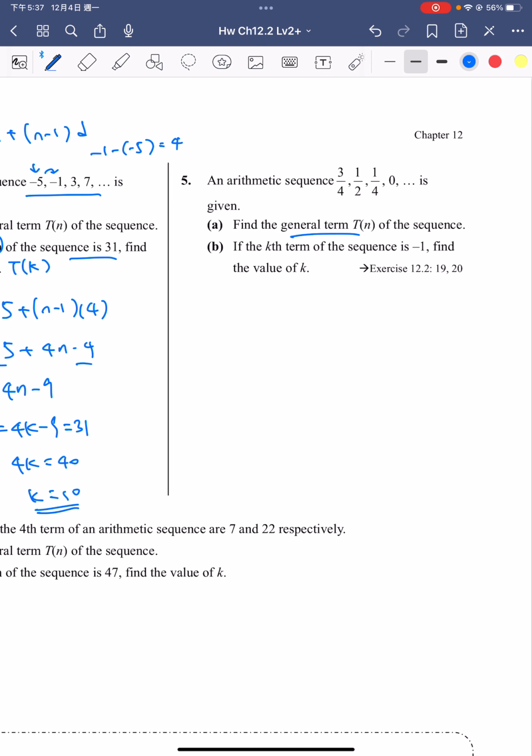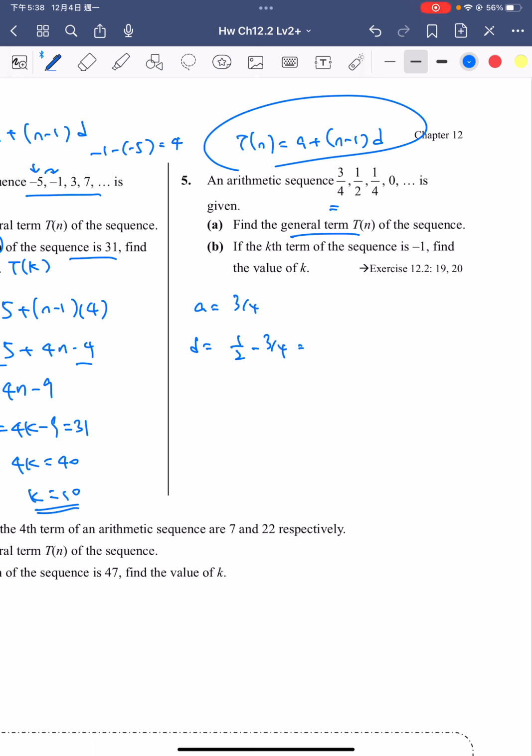Alright, so for the next one, question 5, we have to find out the general term. So again, we're using the formula that the Tn is equal to a plus (n minus 1)d. So try to think about it by yourself. What is a, what is d? Okay, so again, a is this first term. So we have a is equal to 3 over 4, and d is equal to the next term, the half, minus 3 over 4. So this one gives you 2 over 4 minus 3 over 4, giving you the value of negative a quarter.